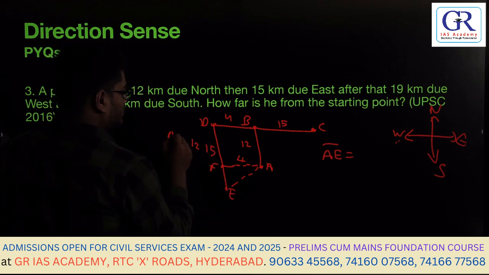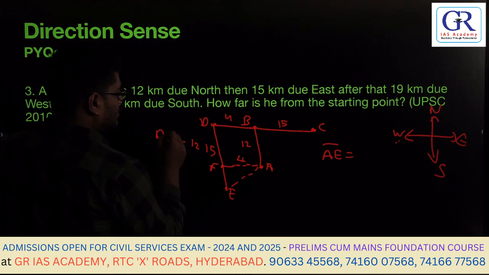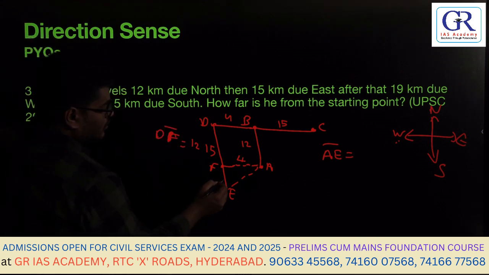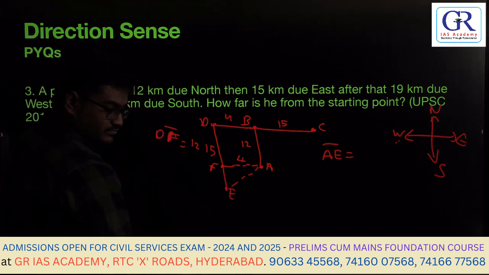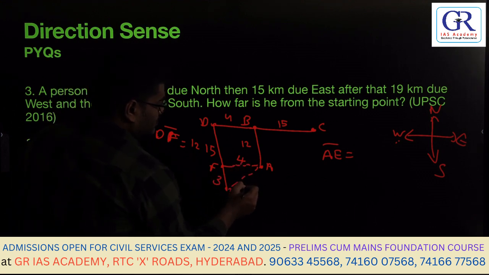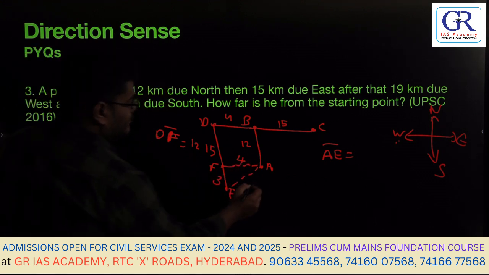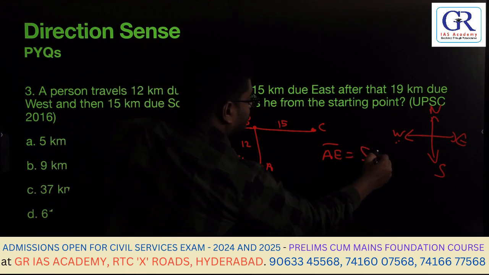DF is 12 kilometers. So what will EF be? 3 kilometers. Then what is AE? 5. Did we get our 5 kilometers?